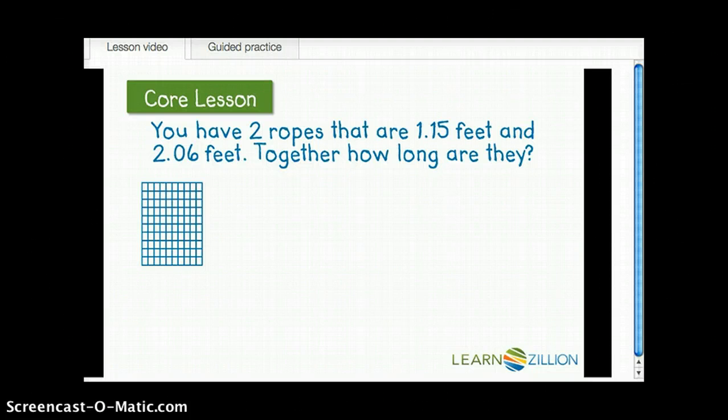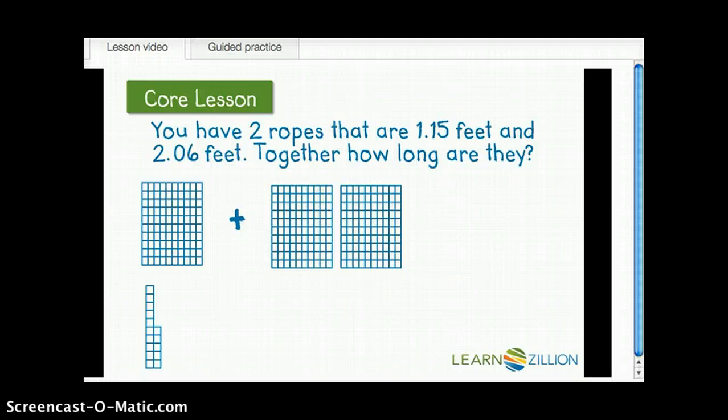Here I'm going to represent my 1 in 1 and 15 hundredths feet with one whole group of 100, then one group of tenths, and 5 groups of singles to show the 5 hundredths. Then I'm going to add 2 wholes. Now where the 0 is, the 0 doesn't mean that there's nothing, but it represents that there are specifically no tenths. So I'm not going to add any tenths in my drawing. Then I'm going to show 6 hundredths.